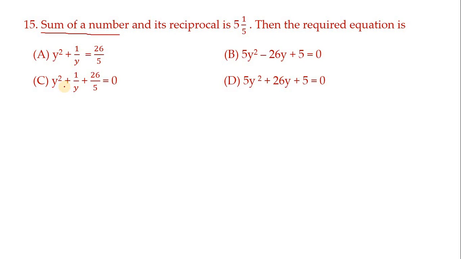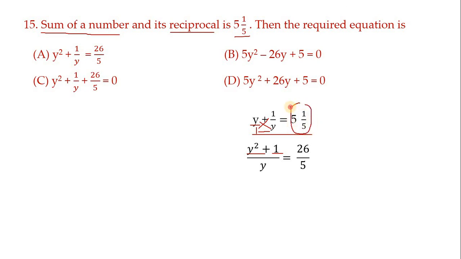Hence take the number as y. And its reciprocal, so the reciprocal of y is 1 by y, and the sum is 5 1 by 5. Hence I can write it like this: y plus 1 by y equals 5 1 by 5. Now let me solve this. Multiply the denominators: 1 into y is y. For the numerator, do the cross multiplication: y into y is y square, 1 into 1 is 1. And it is in mixed fraction form, so convert to an improper fraction. 5 fives are 25, 25 plus 1 is 26, and write the denominator as this. Now let us do the cross multiplication, children.